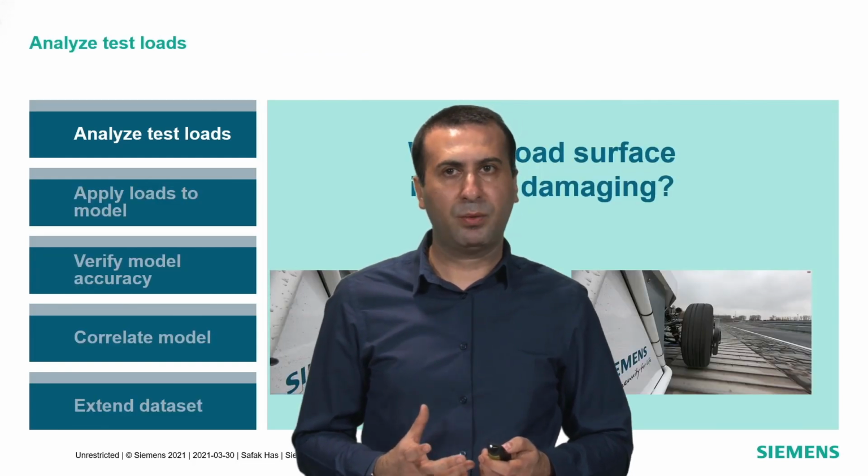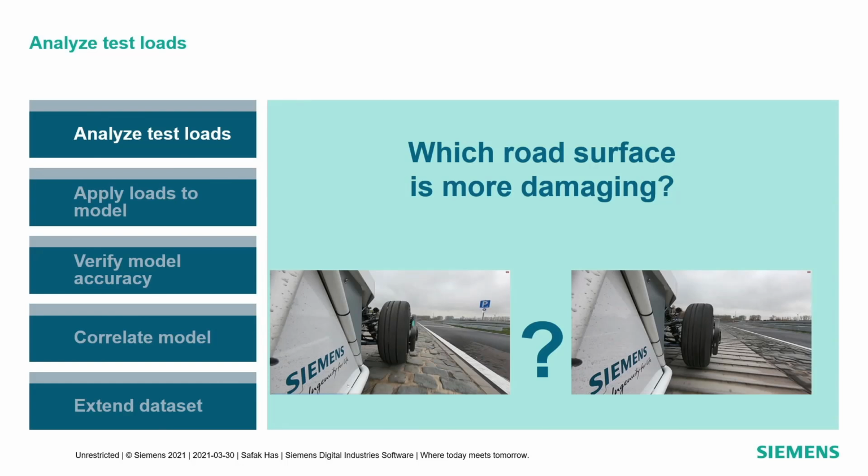So let's already start with the first chapter. Again, it will be about analyzing the test loads. As I mentioned, in the proving ground, we have 2 different tough conditions, let's say. The first one you see on the left side picture is from a Belgian block road surface. The second one on the right side is from a sawtooth surface.